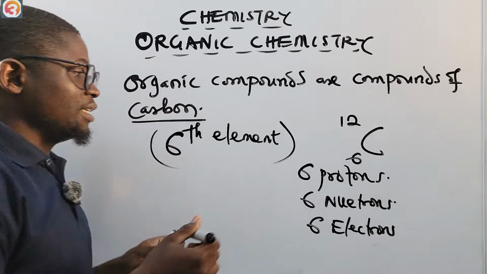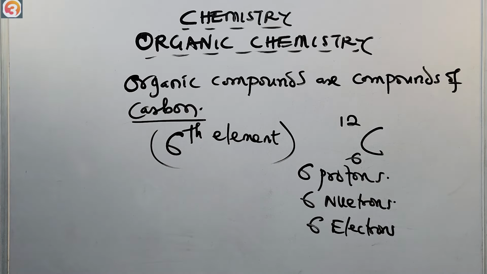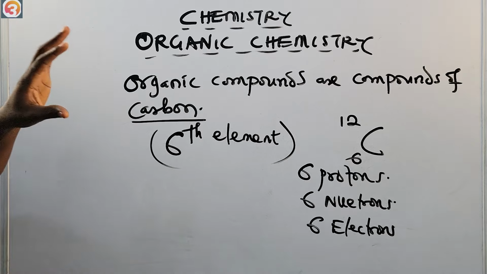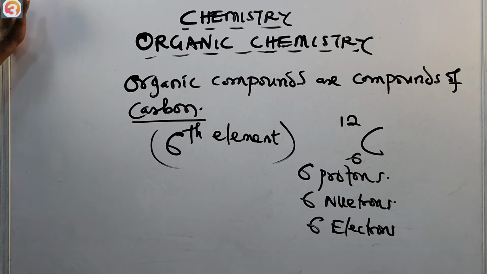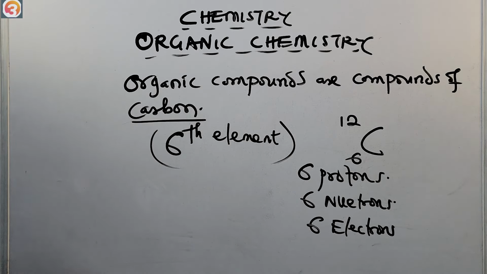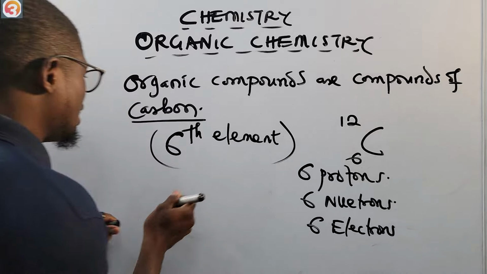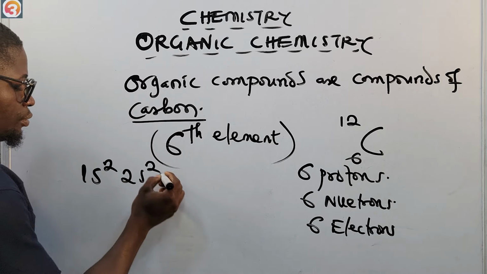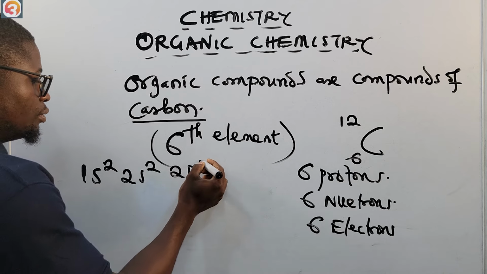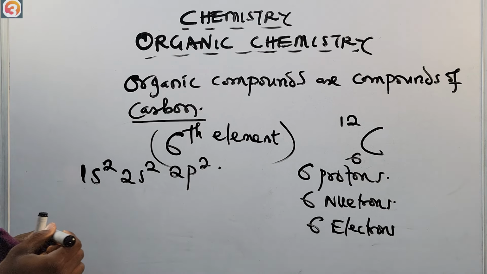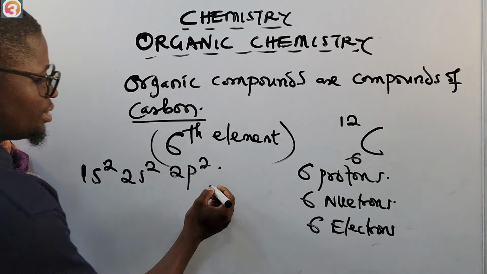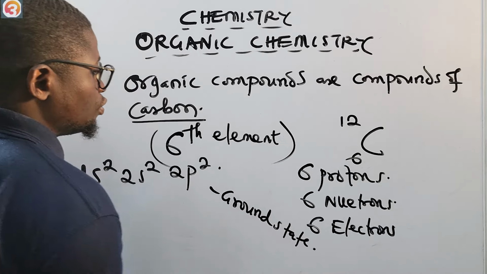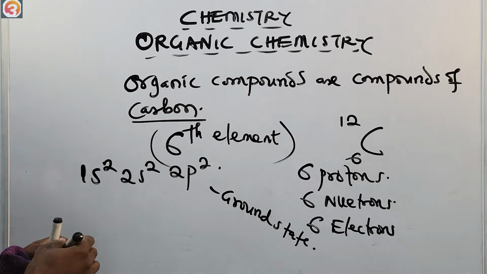So carbon has 6 protons, 6 neutrons, and 6 electrons. So what electronic configuration does it have? The electronic configuration of carbon is 1s2, 2s2, and 2p2. This is the electronic configuration of carbon in the ground state. If you want to use the electron box diagram.